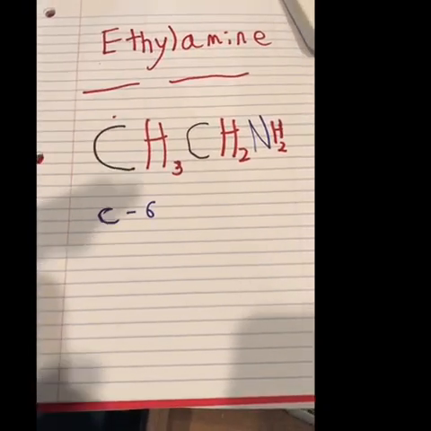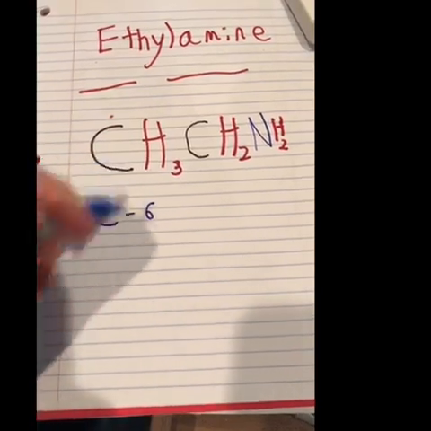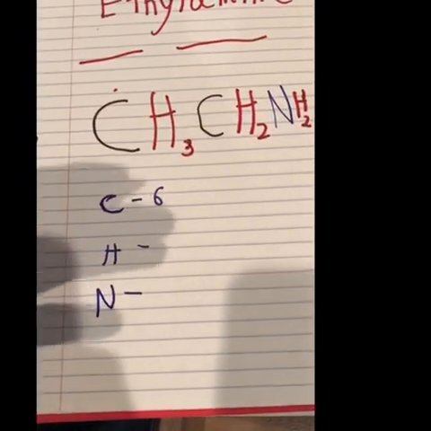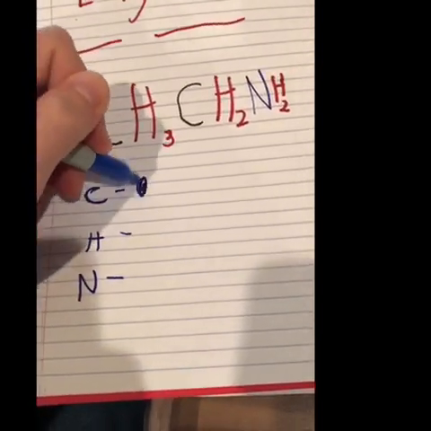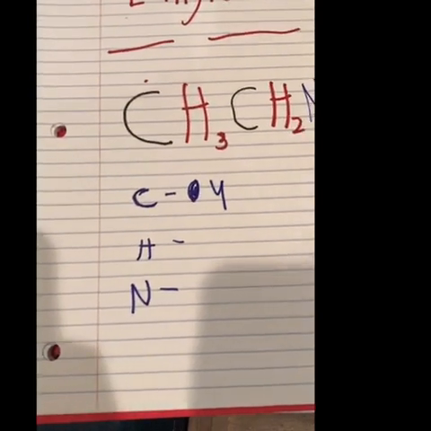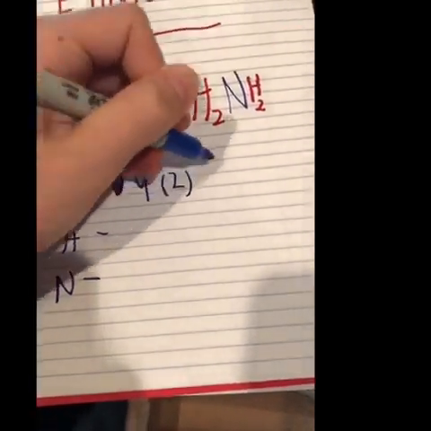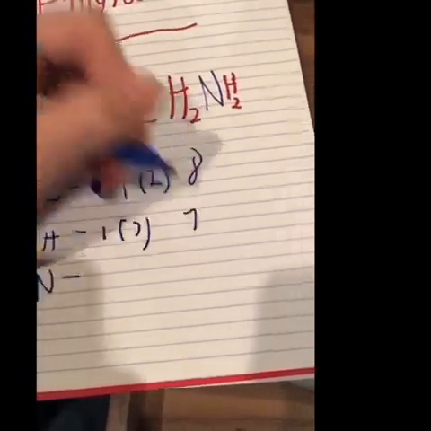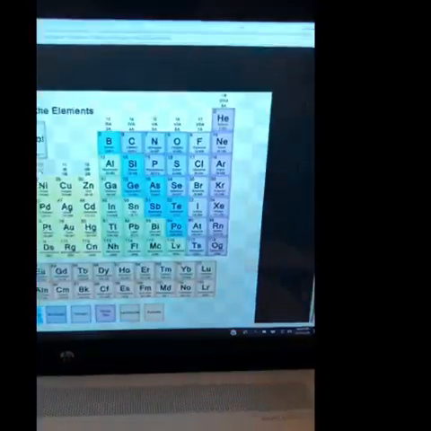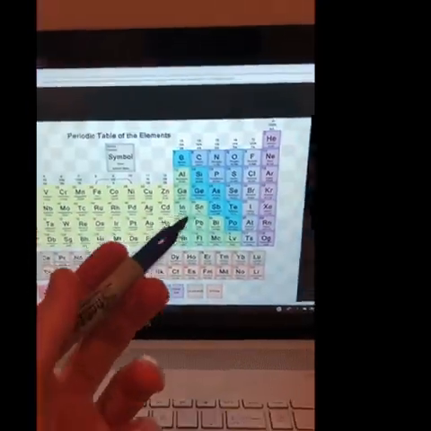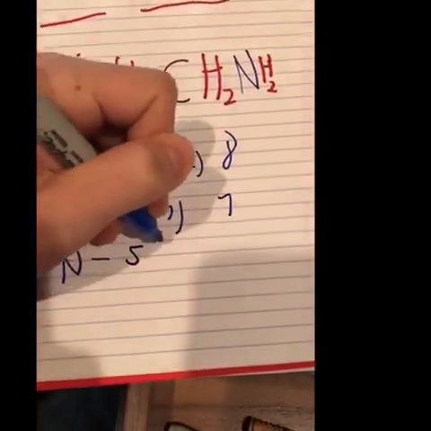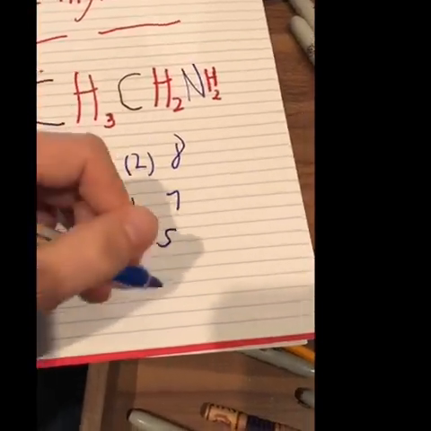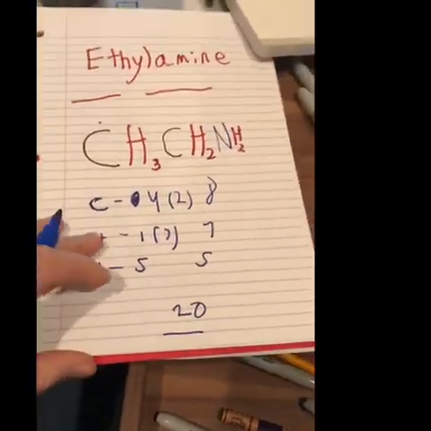So the first thing we gotta do in all these is find out how many valence electrons each of these has. Carbon, hydrogen, nitrogen. Carbon has 4. We have 2 of them, so 8 total. Hydrogen has 1. We have 7 of those, so 7 total. Nitrogen is in row, it's right next to the carbon. That's row 5. Yes, 5. We have 1 of those, so 5. No charges, so 15 plus 5 is 20 total, 20 valence electrons.